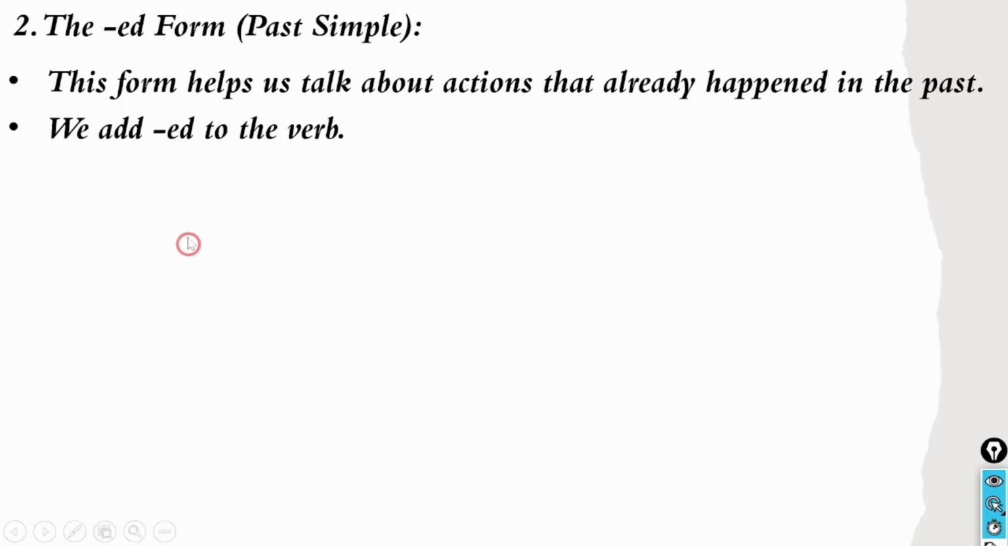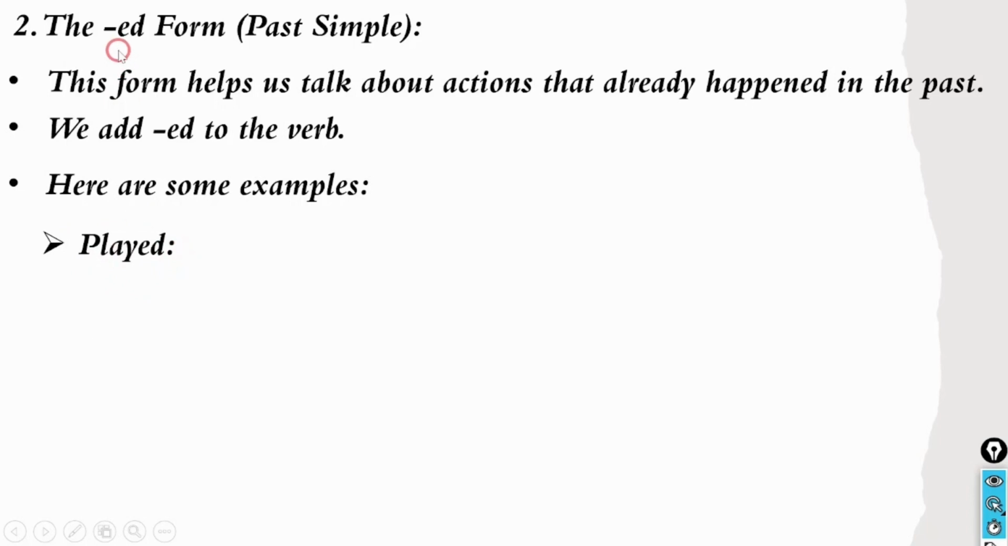So when we add ed to the verb, then we are able to use that verb to talk about actions that already happened in the past. Here are some examples, like played. To the word play, we have added the ed.